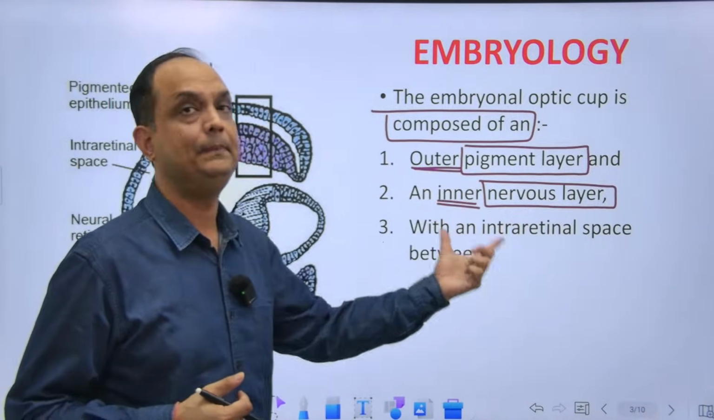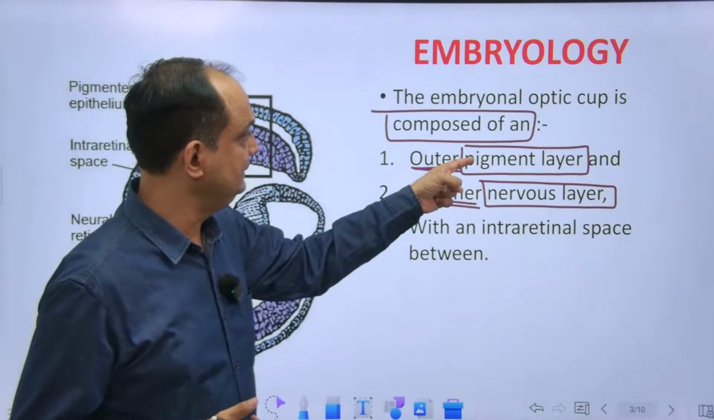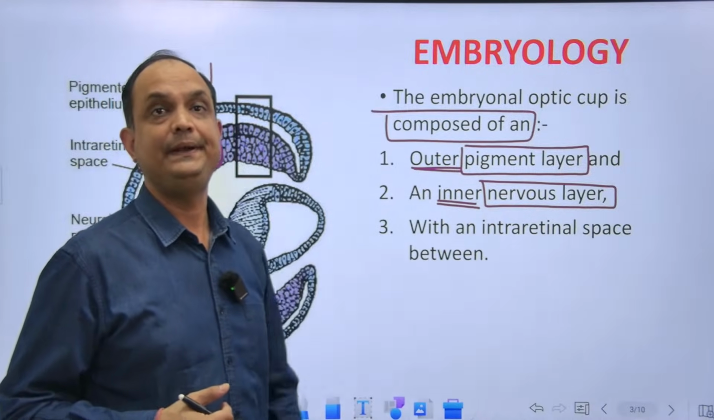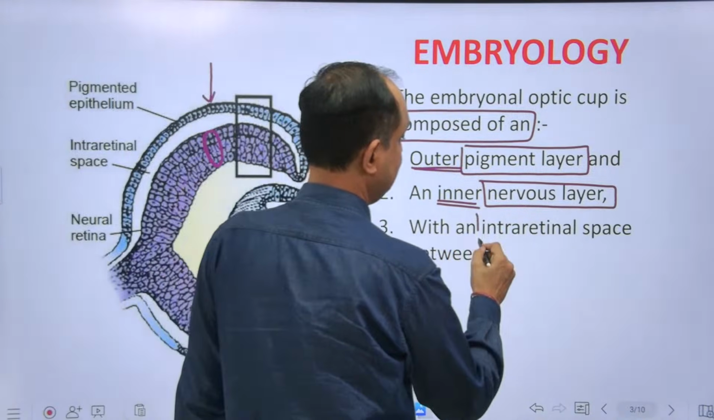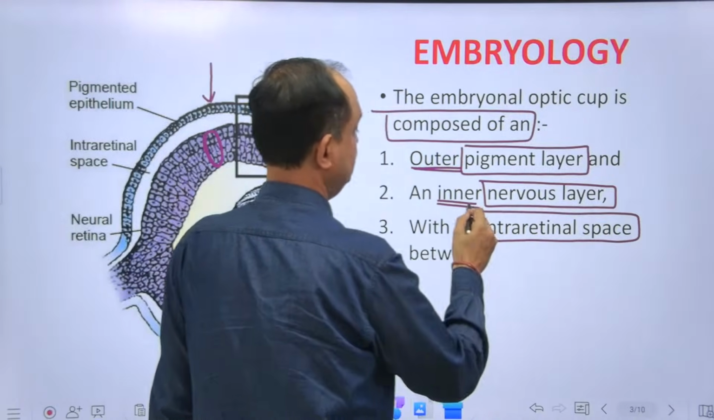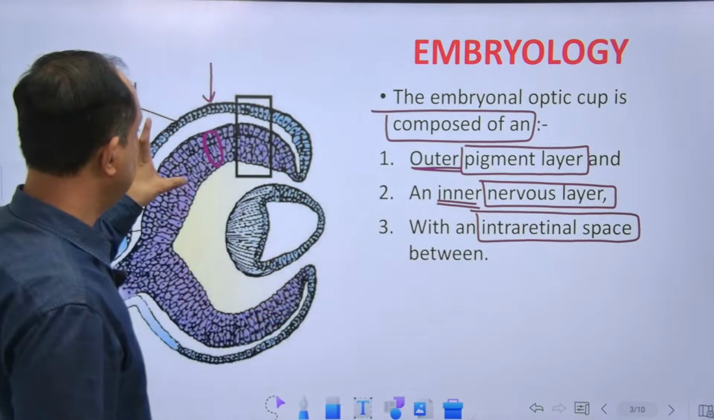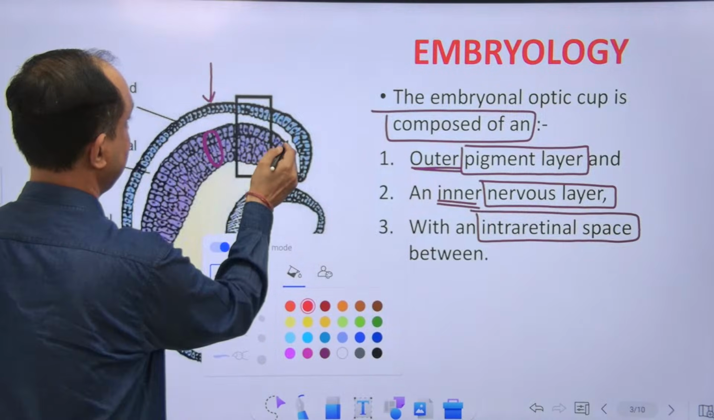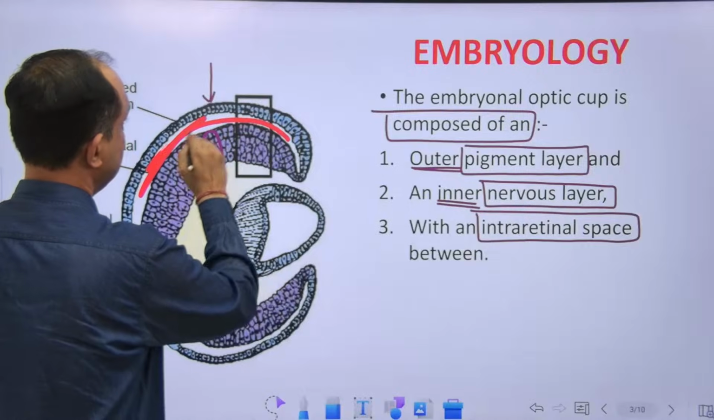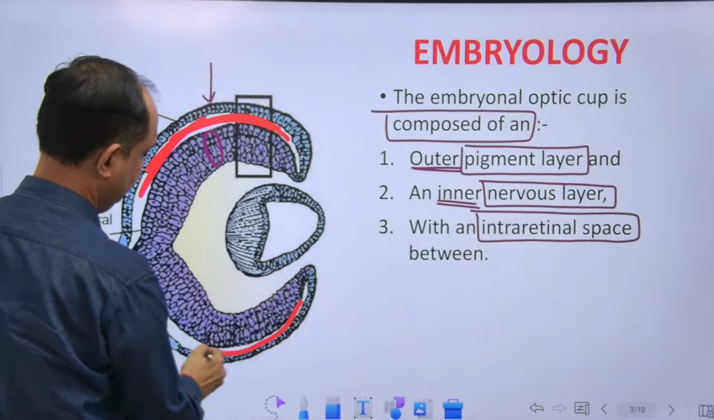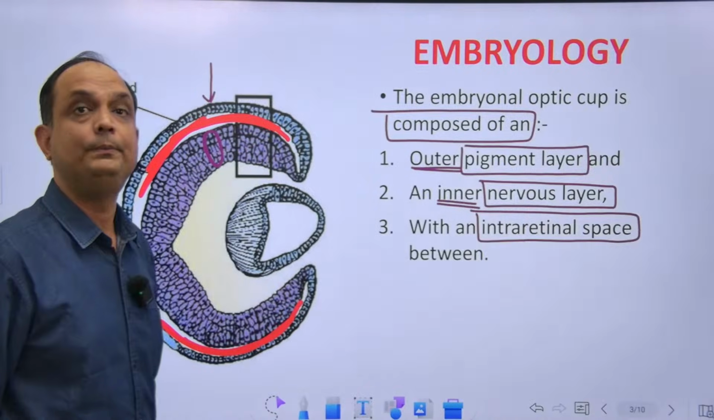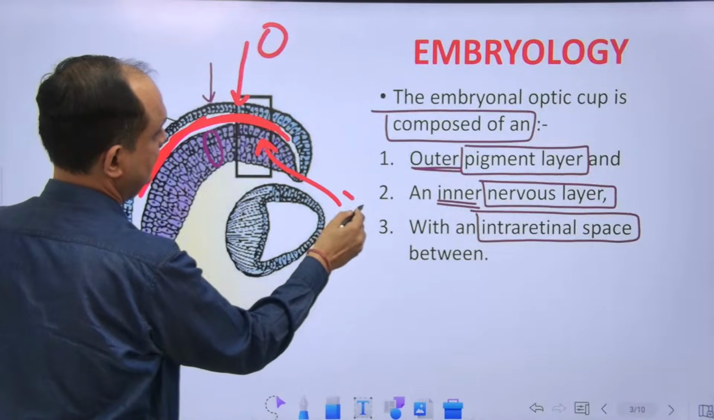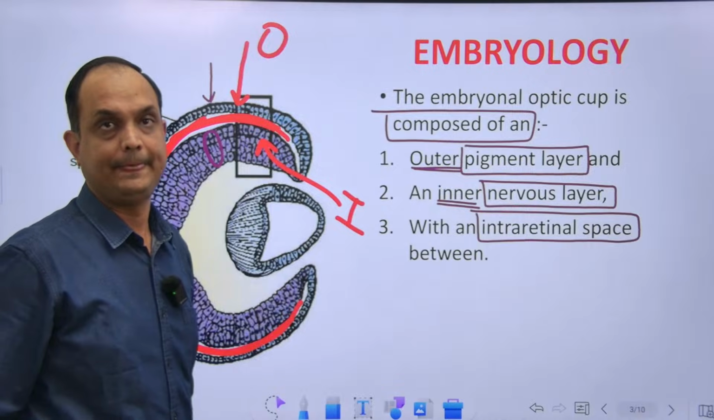So the important thing is that the pigmented and nervous layers remain separated from each other, and that space is known as the intraretinal space. Clear? So in this image you can all appreciate that there is an intraretinal space. This space is present between the two layers of the optic cup. This is the outer layer and this one is the inner layer of the optic cup. Clear?